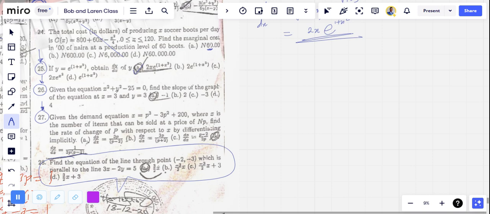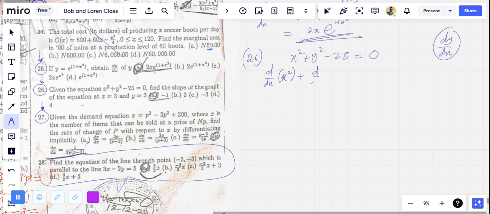We have x squared plus y squared minus 25 equals 0. This is question number 26. Find the slope of the graph at x equals 3 and y equals 3. If you want to find the slope, that means just find dy/dx. I said it last time that slope also means gradient, and gradient also means dy/dx. So if you can find dy/dx from this expression, I will differentiate everything individually with respect to x. I've done something similar to that before.